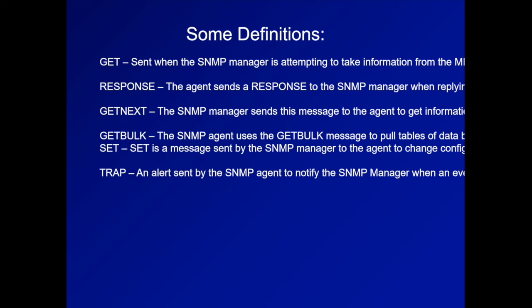You can just keep hitting get next, get next, get next, and it'll tell you every little piece of information about that unit. A get bulk is where you do it all at once. The SNMP agent uses the get bulk message to pull tables of data by using lots of different get next commands all at one time. So you can get the whole table at one time, then you can scroll through it.